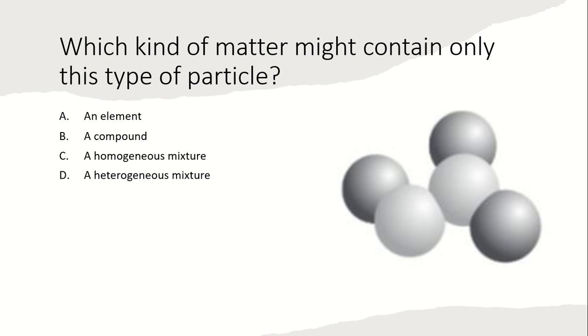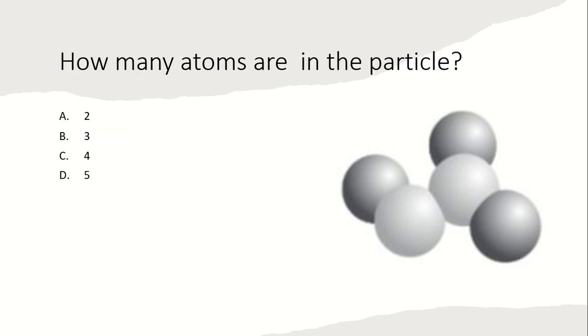Question 2. Which kind of matter might contain only this type of particle? A, an element. B, a compound. C, a homogeneous mixture. D, a heterogeneous mixture. Question 3. How many atoms are in the particle? A, 2. B, 3. C, 4. D, 5.